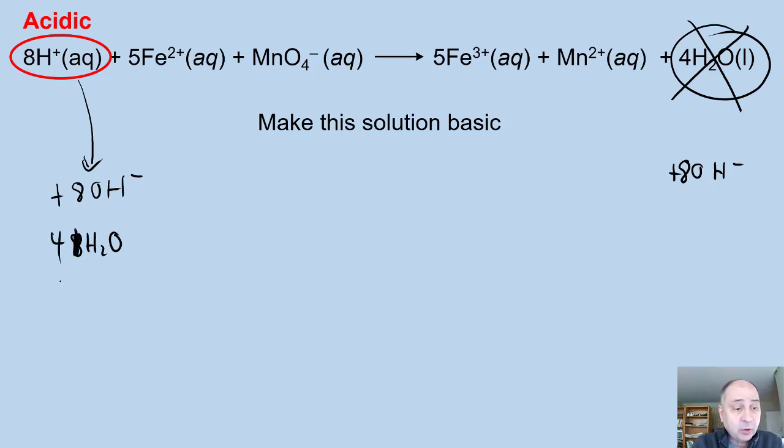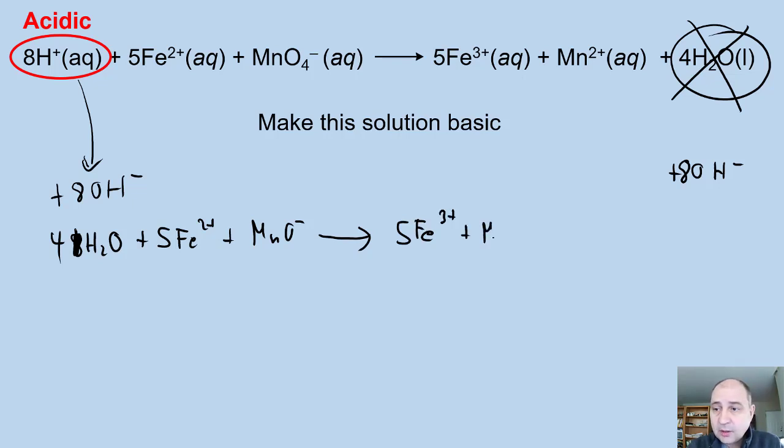And then I just have to pull it all down. So I have 4 water molecules, nothing happens to the iron, and nothing happens to the permanganate. And then I still have 5 iron 3+, 1 manganese, and then of course the 8 hydroxides I added earlier, and the waters are dropped out.